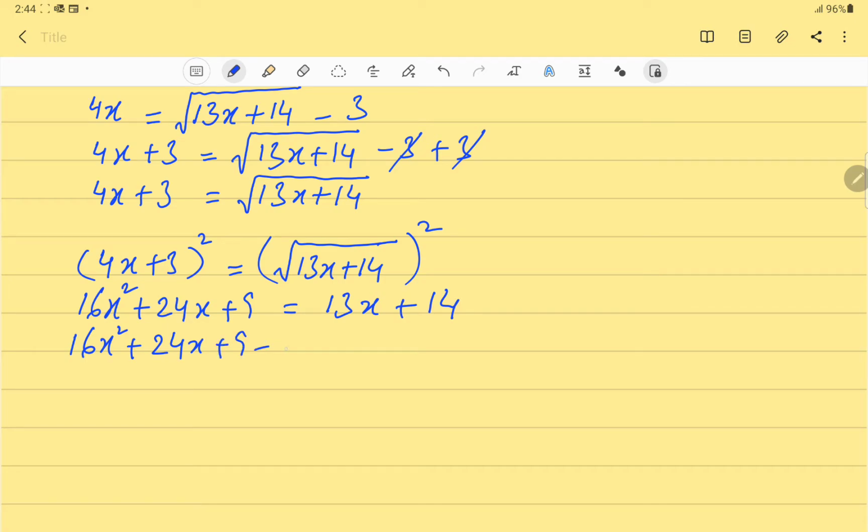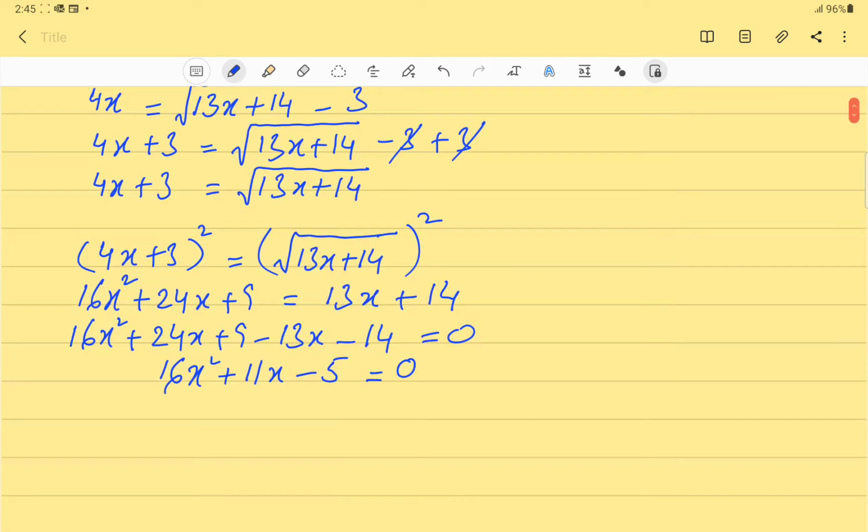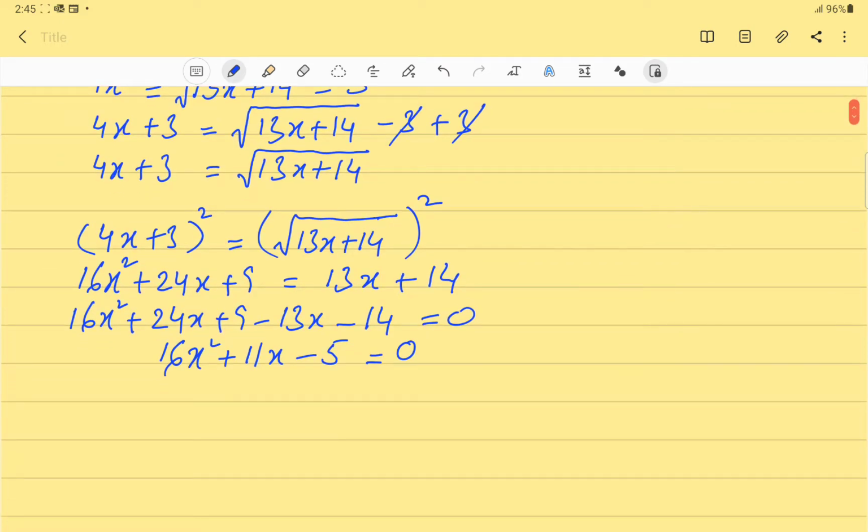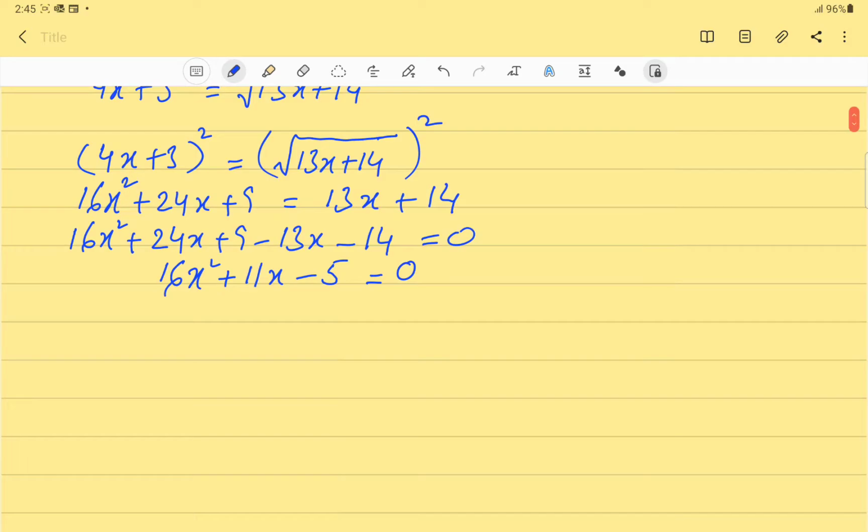Now we will shift all the terms on one side of the equation. So when 13x comes on the left side, it becomes minus 13x and plus 14 will become minus 14. So we will solve this. 16x square, 24x minus 13x is 11x. And plus 9 minus 14 will be minus 5. Now we have got a quadratic equation and we can easily solve it with the help of a quadratic formula.